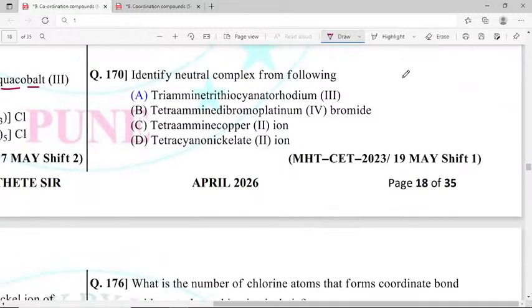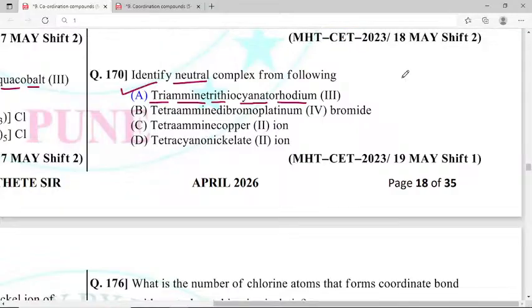Identify neutral complex from the following. Neutral complex. So this is triamine trithiocyanato rhodium, third, having no charge. This is ate, written as ate. Ate stands for anionic complex. Anionic complex. This is bromide and this is cationic complex. Cationic complex.